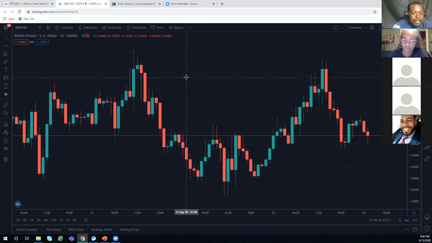And then the Asian session, which usually starts at 7 p.m. and ends around 5 or 6 in the morning, is like the Euro JPY, GBP JPY.